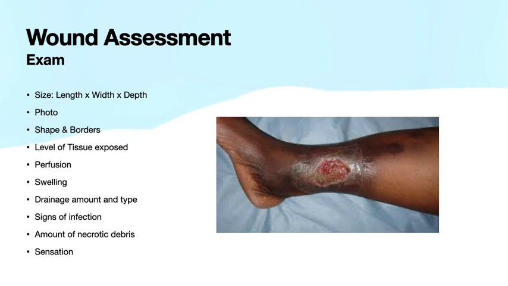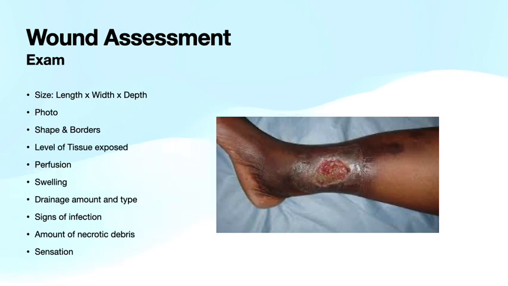Okay, let's go on to exam. At the wound center, we will measure all of our wounds, and we'll take a length, a width, and a depth, and we'll take that in centimeters. And we also take a picture of all our wounds because, while measurements are very helpful, pictures also display a lot of information that is very hard to describe in words.